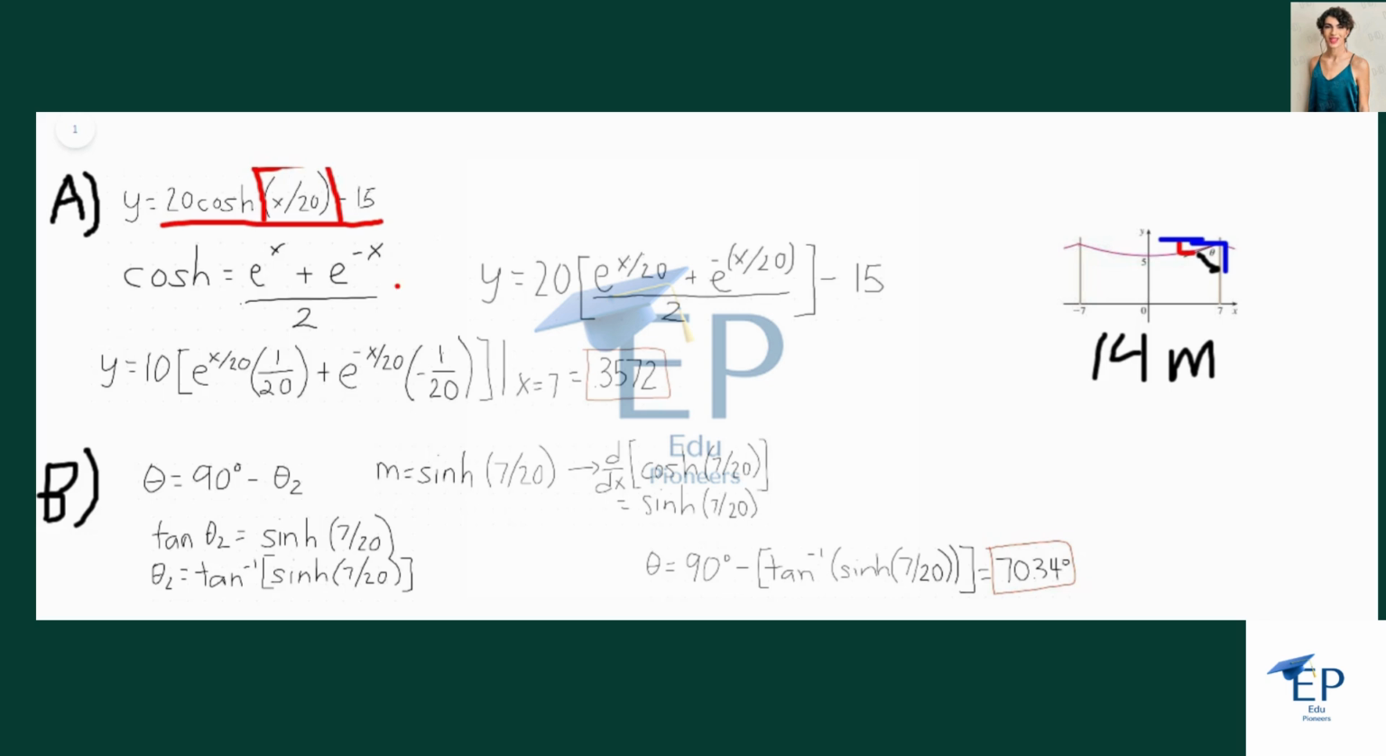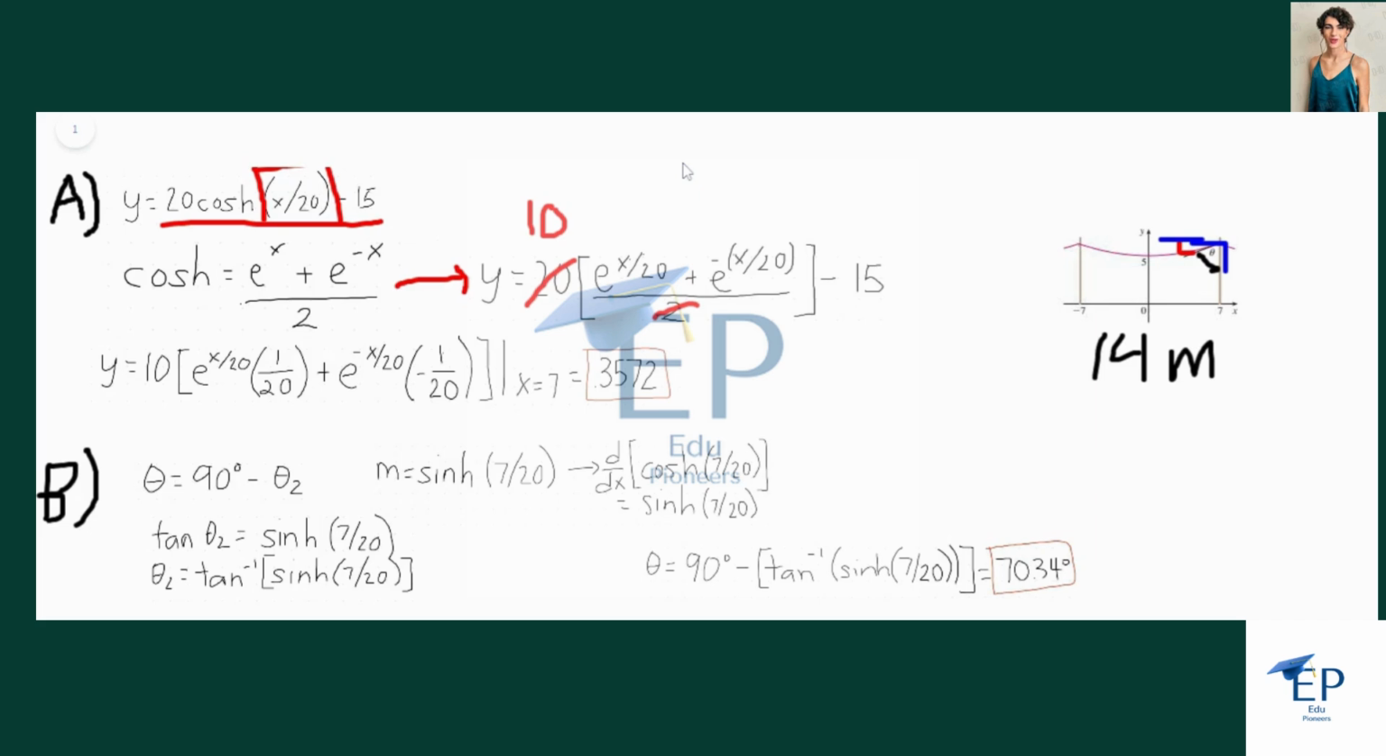We can put all together the equation y equals 20 times e to the x over 20 plus e to the negative parentheses x over 20. It's important to put the parentheses since this is a negative of the whole x value, not just the x. So this is all divided by 2, minus 15. So we have our final equation. However, we can go one step further and simplify it by saying that 20 divided by 2 equals 10.